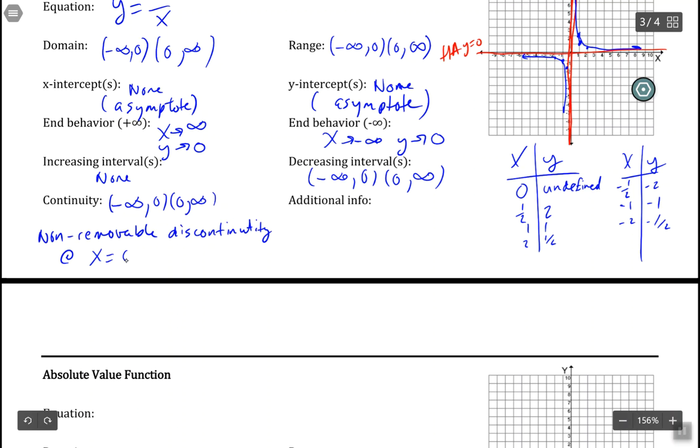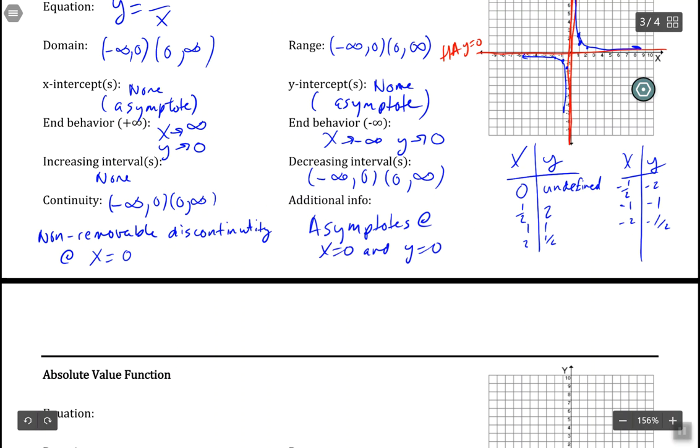Removable means that you can factor out. You can't factor out this. All right, and the additional information is asymptotes. We already put it down, but we're going to summarize it. Asymptotes at x equal to 0 and y equal to 0.